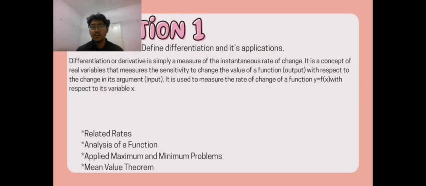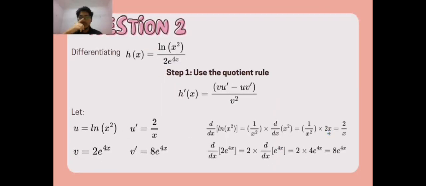Problem solution for question 1: differentiation, or derivative, is simply a measure of the instantaneous rate of change. It is a concept of a real variable that measures the sensitivity to change of the value of a function, or output, with respect to the change in its argument, or input. It is used to measure the rate of change of a function y equals f(x) with respect to its variable x. The applications of differentiation are related rates, analysis of a function, maximum and minimum problems, and mean value theorems. Now we'll be moving to question 2.